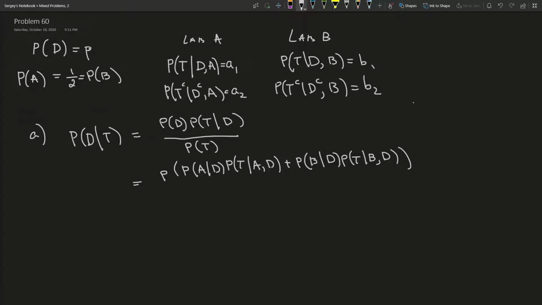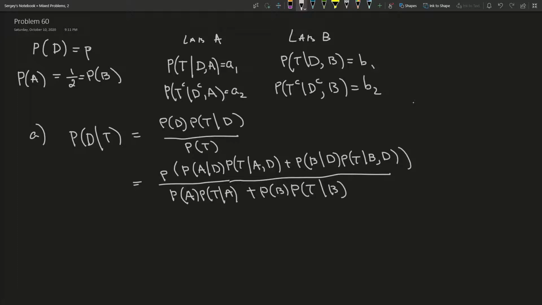Like so. And now we're going to apply the law of total probability in the denominator as well. We're going to rewrite the probability of testing positive as the probability of the results being sent to lab A times the probability of testing positive given that information, plus the probability of the results being sent to lab B times the probability of testing positive given that information.